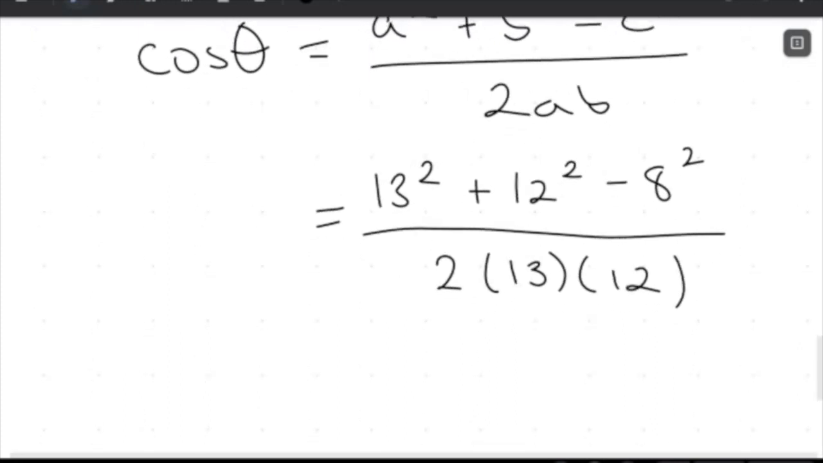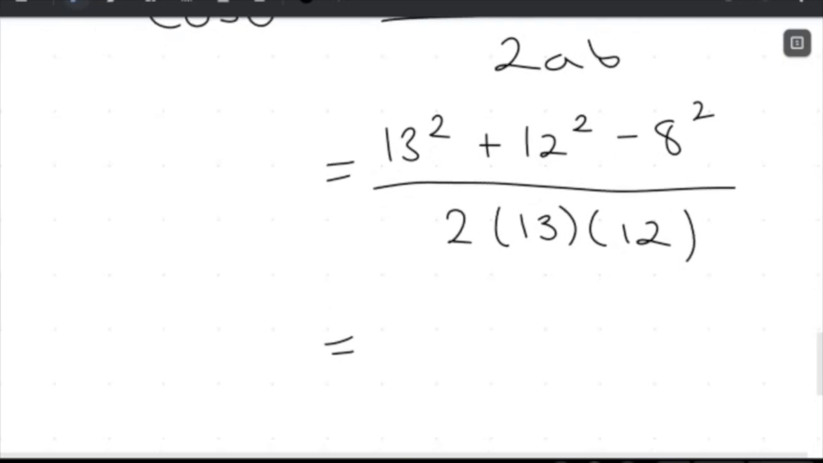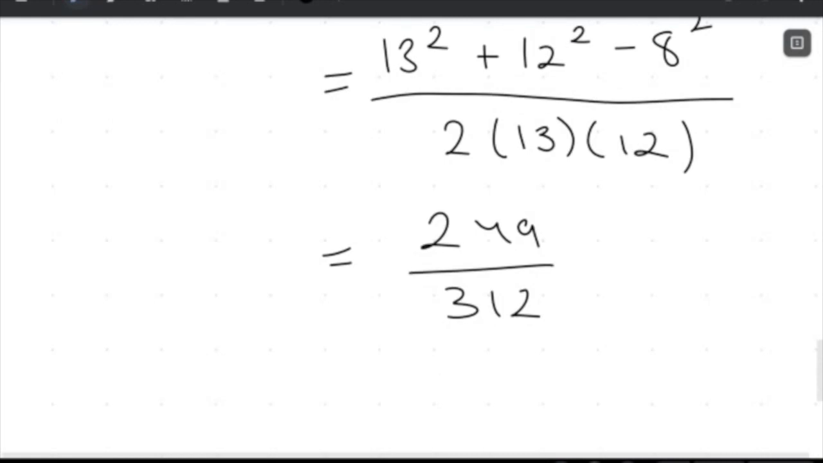Now, once this gets simplified, that's going to give me cos theta equals 249 over 312.